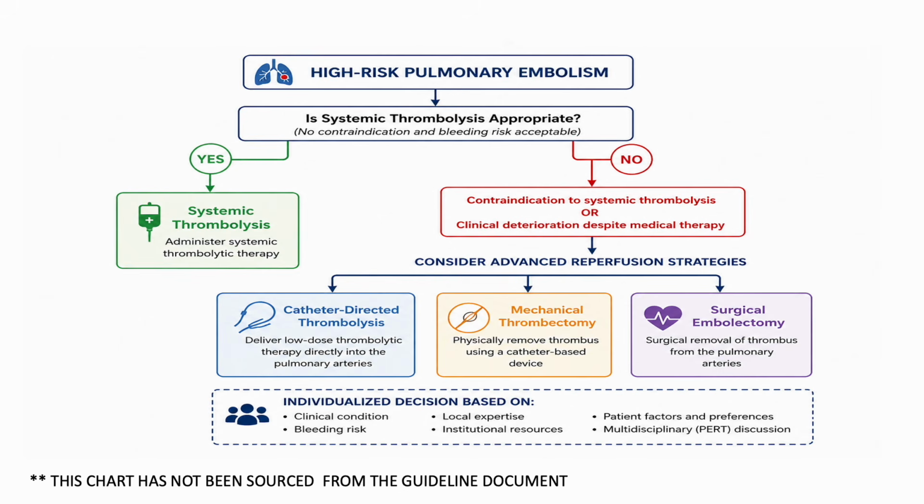One of the most important messages coming out of this guideline is there's no single best reperfusion strategy for every patient, and you have to look at the clinical picture. So, see your high risk PE patient. Is systemic thrombolysis appropriate? If yes, then that's your first choice. If it's not appropriate or the patient is deteriorating despite that, then you have these three options, which have to be individualized based on where you are and what you are trying to achieve.